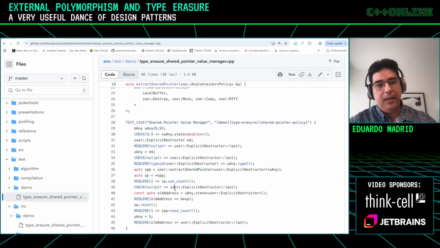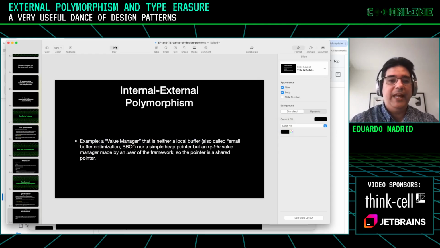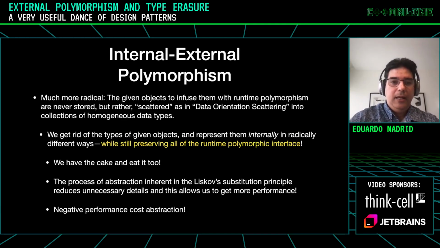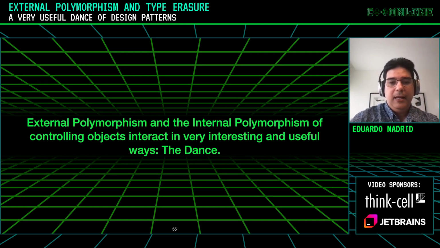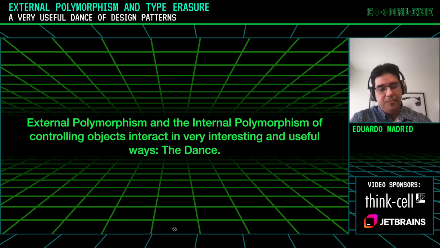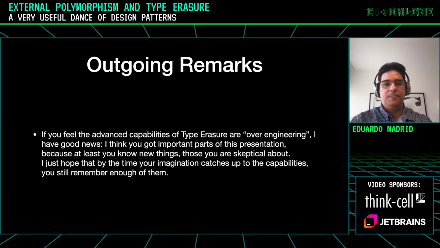All right. We're getting close to the very end. We can do things that are much more radical. I don't want to overwhelm you, so I'm just going to leave the slides as they are at the moment. So I just want to recap that external polymorphism and the internal polymorphism of controlling objects, which is essential to type erasure, interact in very interesting and useful ways. And that is precisely the dance that gives rise to the title of the presentation.